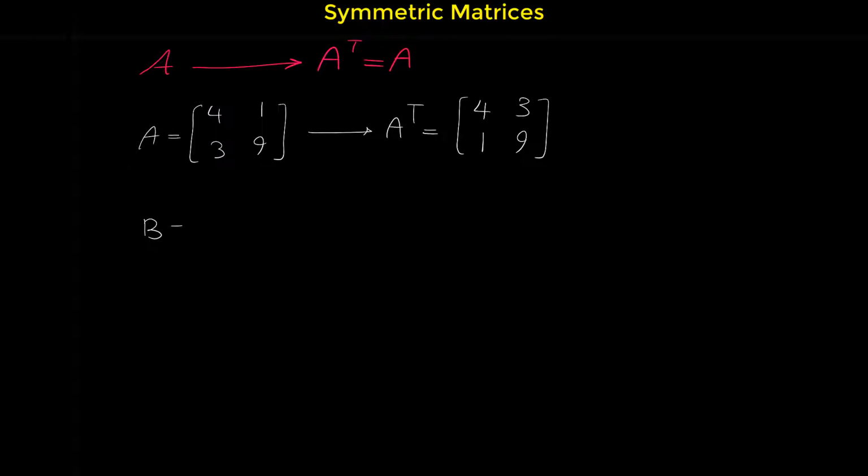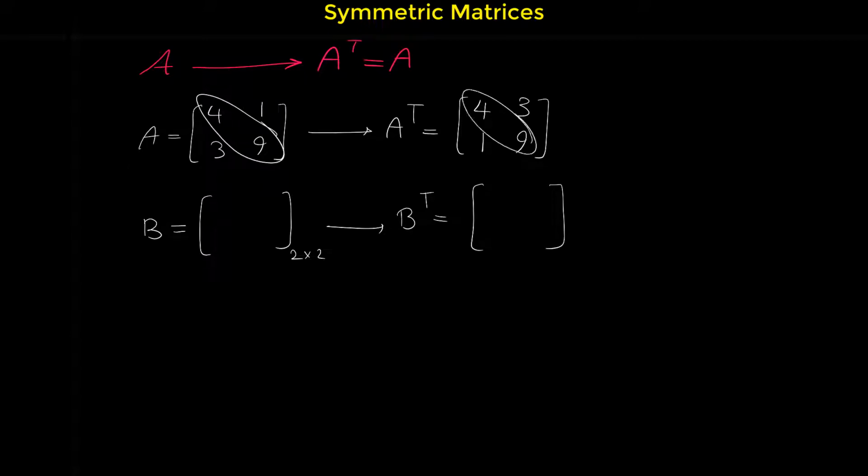Now, can you guess what type of matrices can be symmetric? Can you find a symmetric matrix? Note that when we transpose a matrix, the elements of the diagonal don't change. They keep their position. 4 is 4 and 9 is 9. But when we transpose a matrix, the opposite elements change their position. And that's the reason that A transpose here is not equal to A.